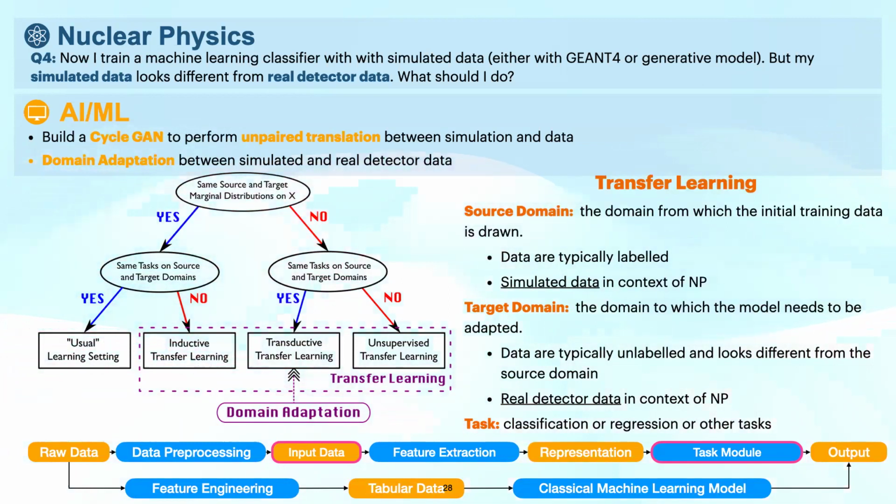But if our source and target domain data looks different, that is, if our detector data and simulated data actually look different from each other, but we are still doing the same task. We still want to do, say, signal background rejection, on source domain and target domain, we still want to train our background rejection algorithm on the source domain data, and we want to generalize, we want to apply it to the target domain data. So that's no on the source target domain agreement and yes on the task.